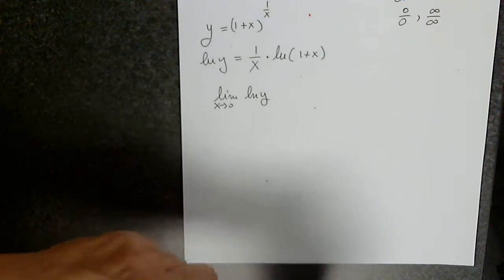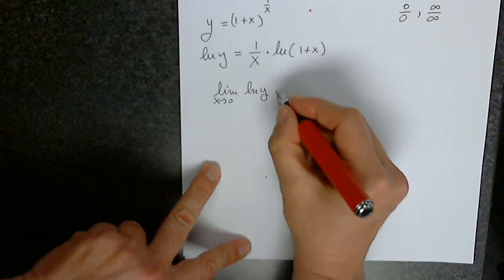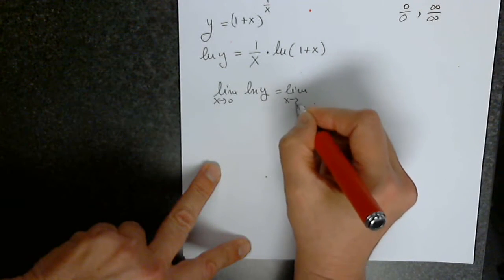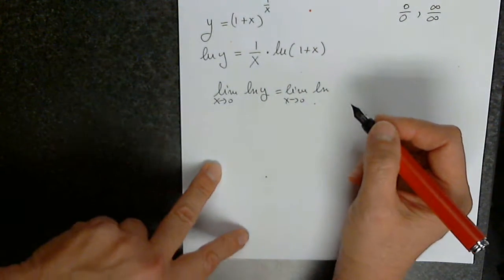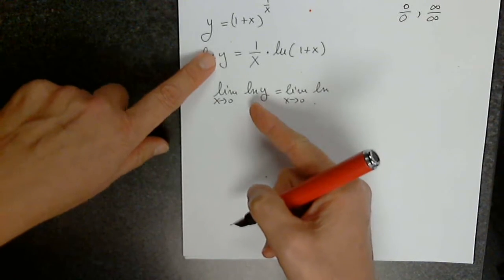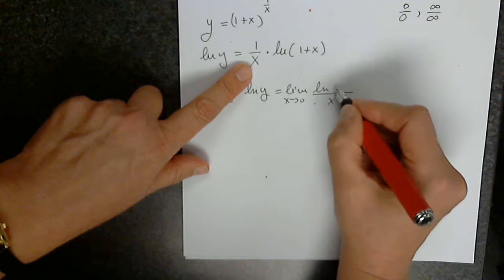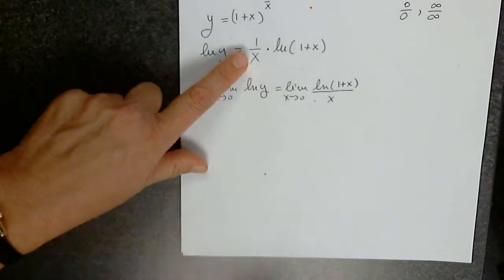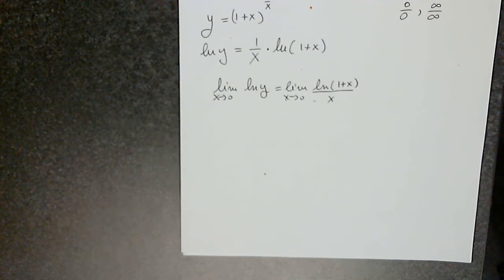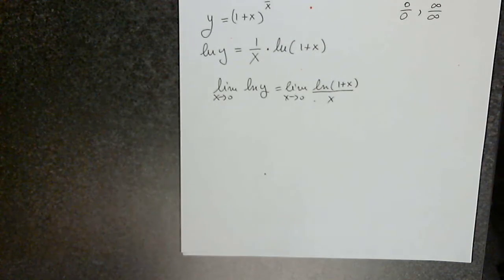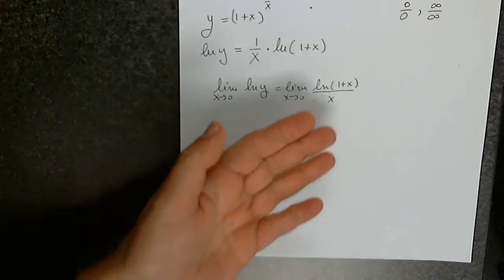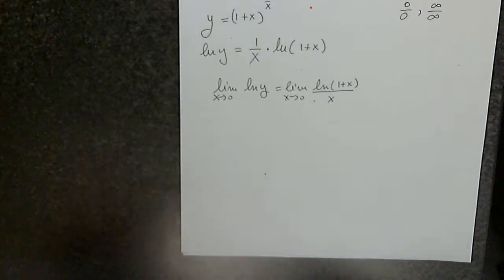Okay? Good. So then this is the limit as x approaches 0 of natural log, because it's natural log y, right? I'm sorry, 1 over x times natural log of 1 plus x. Now, x approaches 0. I'm trying to find the limit of this. What is the first thing I have to find out?